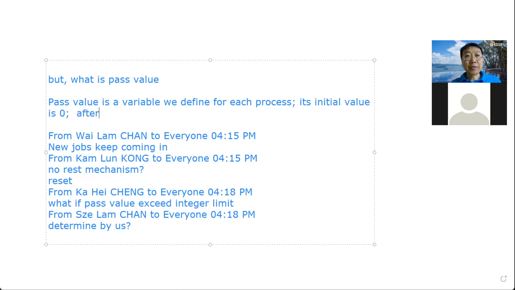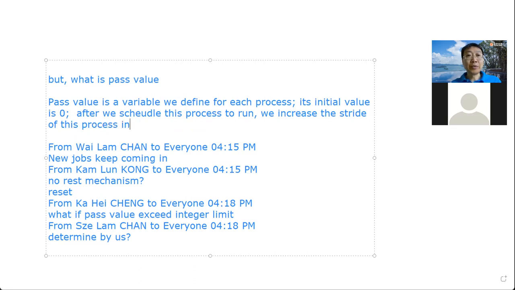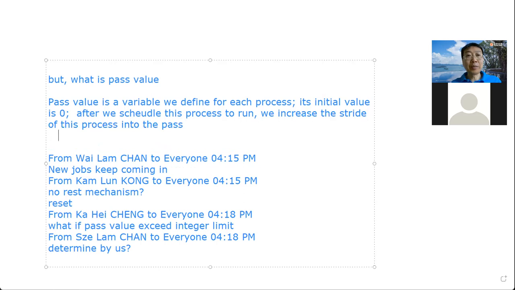Okay, then after we schedule this process to run, we add the stride of this process onto the pass value. So in other words, pass equals pass plus stride, okay? So after we schedule this process to run. I hope I answer your question, right? You can look at that example. That example exactly shows this whole process.